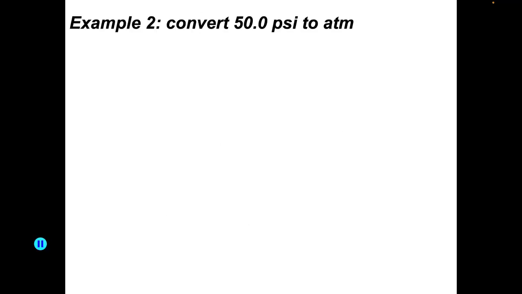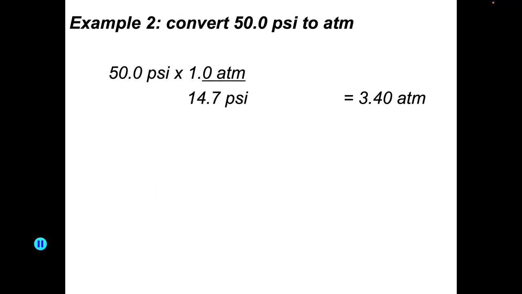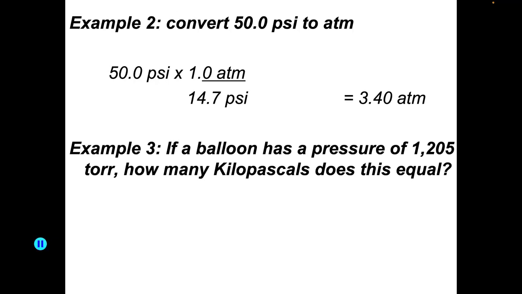All right. The second example says to convert 50 psi to atmospheres. I want you to pause the video, try this one, and then come back, press play, and check your answer. So this one, there's 14.7 psi in 1 atmosphere. There's our dimensional analysis, and we get 3.40 atmospheres.